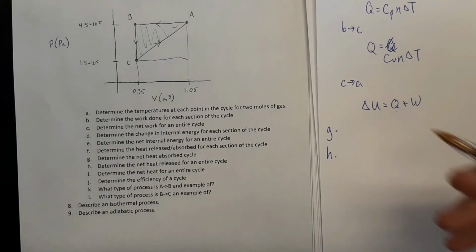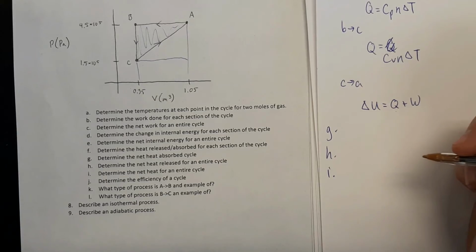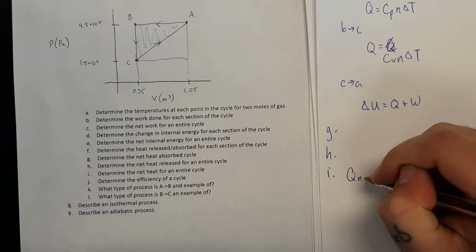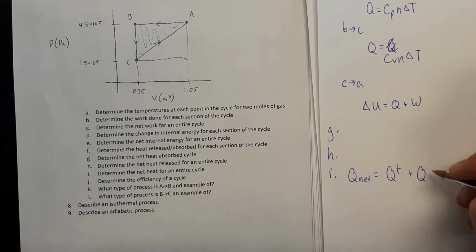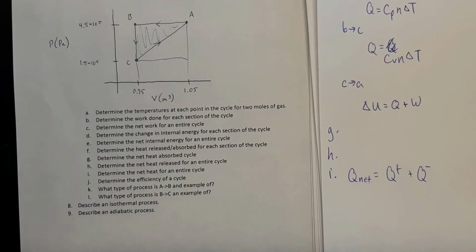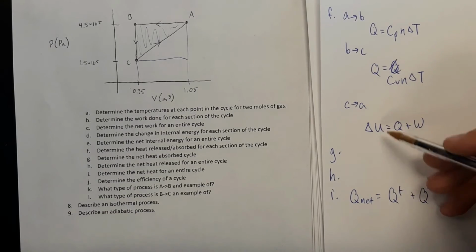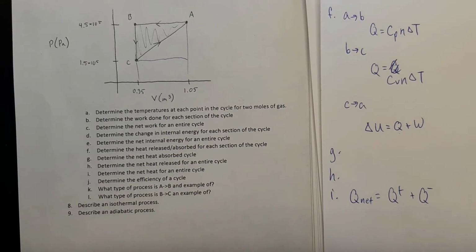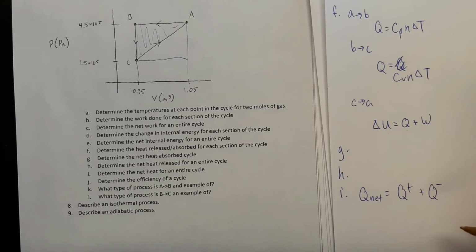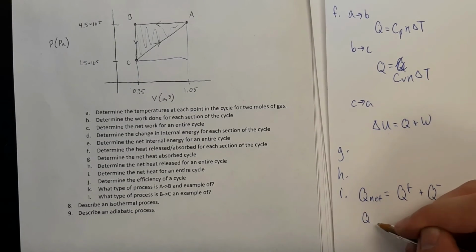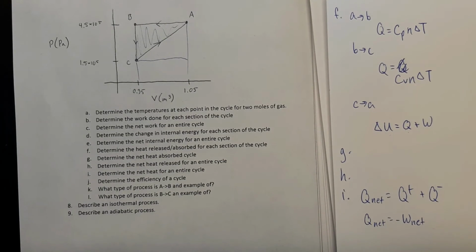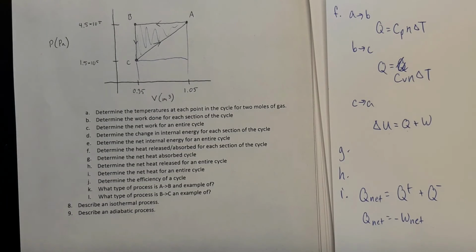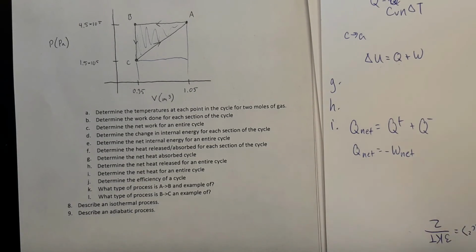Okay, so now for I, looking for the net heat for an entire cycle. Two ways you can do that. You can either do all your Q pluses plus all your Q minuses, all your heat absorbed plus all your heat released. Just add all that together to find your net heat. The other way, because your total change in internal energy for a full cycle is always zero, that means your heat and your work have to be equal and opposite. You already found your net work, which means you can just flip the sign on that. There you go, you found Q. Take whatever you found for your net work, and just stick a negative on it and you're done.